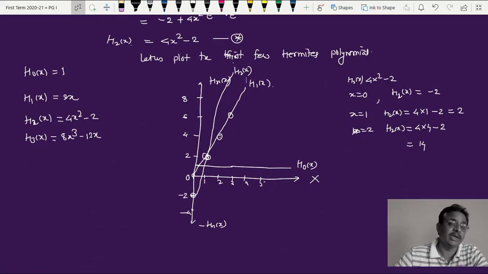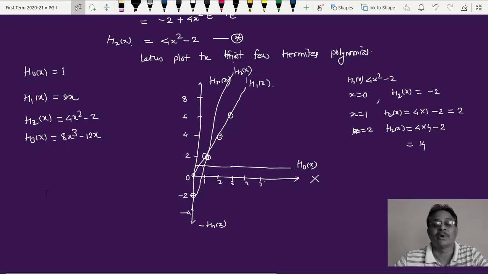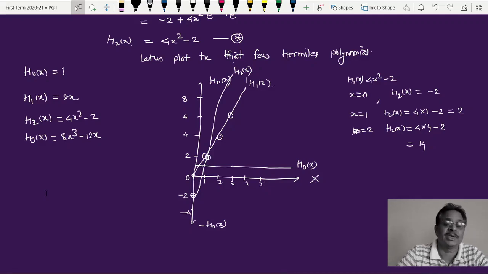h0 of x is equal to 1, h1 of x is equal to 2x, h2 of x is equal to 4x square minus 2. Similarly, h3 of x is equal to 8x cube minus 12x. Put values of x from minus infinity to plus infinity and plot this curve. You can plot this curve very easily on the graph, which is much easier compared to what we have done here. That is not to scale, but if this type of diagram is plotted to scale, we get a very nice diagram of these Hermite polynomials too. Okay, this is what we have finished.